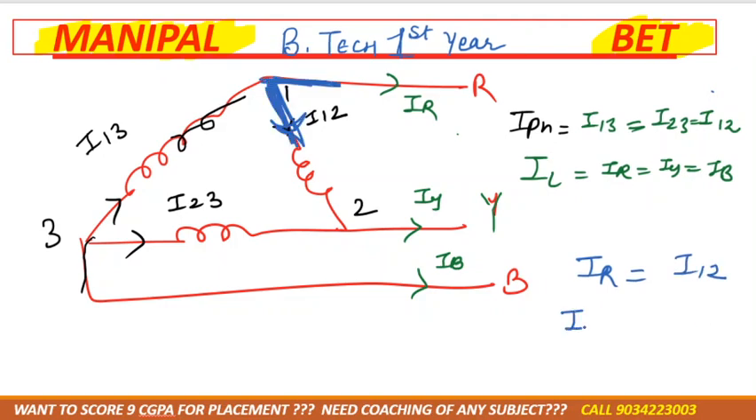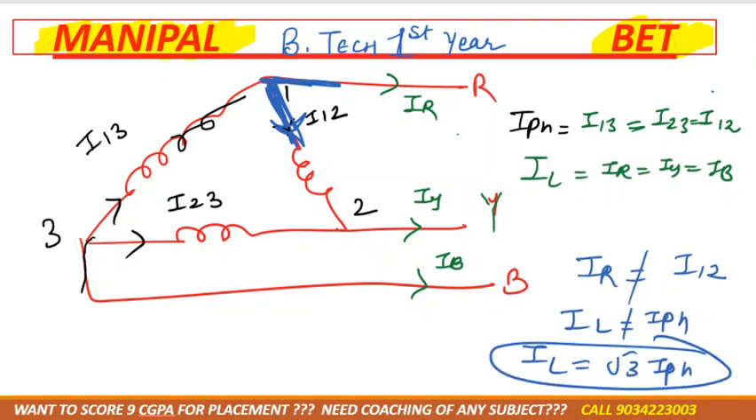So we conclude that IL is not equal to IPH, but there is one relation, that is IL is equal to root 3 IPH. Again, you don't need to do the derivation, that's why I'm not telling you. So line current would be equal to root 3 times the phase current.